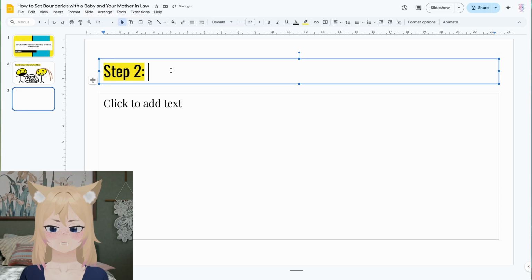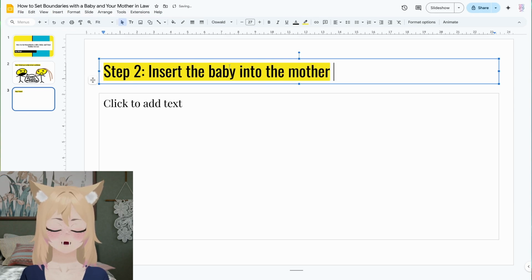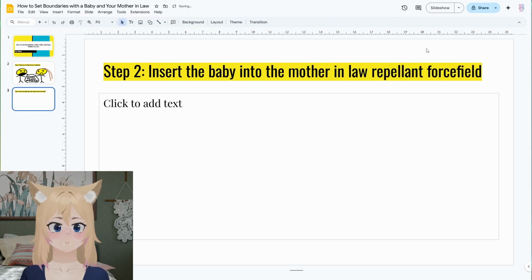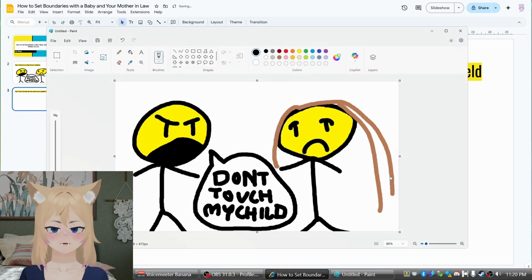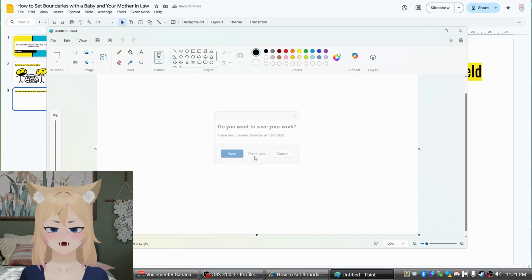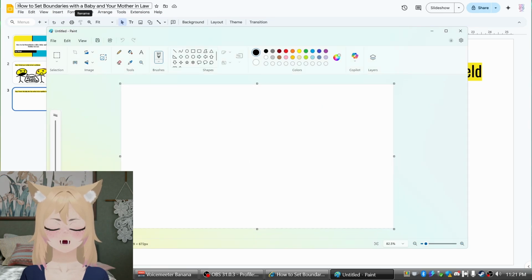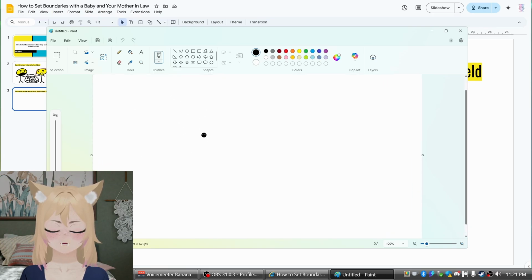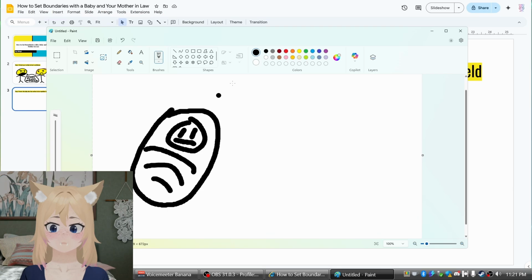Step 2. Inserts. Insert the baby into the mother-in-law repellent force field. There you go. Okay, so this is how you protect your baby. The thing is to set boundaries with your baby and your mother-in-law. This is going to be a very, very clear boundary. Here's your child, wrapped up in their little blankies.